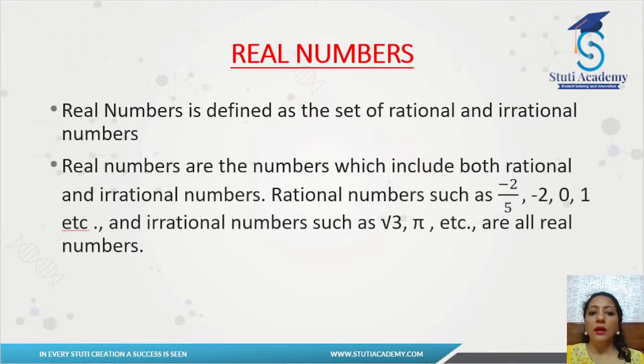Now, real numbers are those numbers which include both rational and irrational numbers. Rational numbers are those numbers which can be written in p by q form, and irrational numbers are those numbers which cannot be written in p by q form. So together, when we combine rational and irrational numbers, they are real numbers.